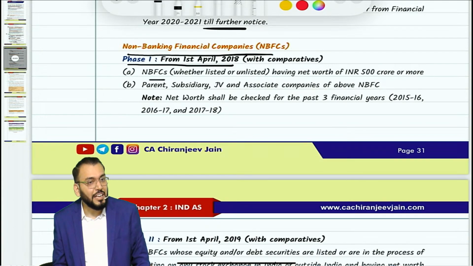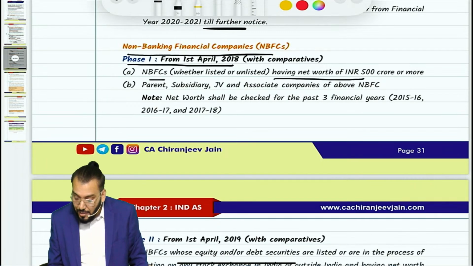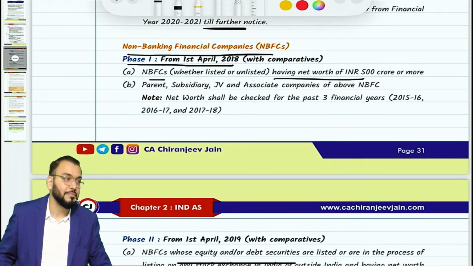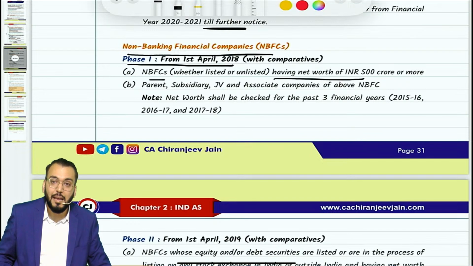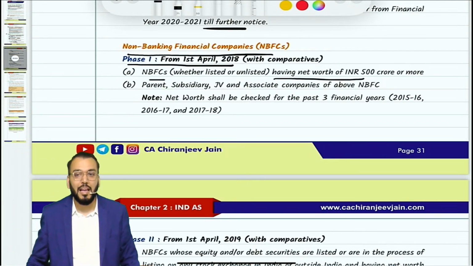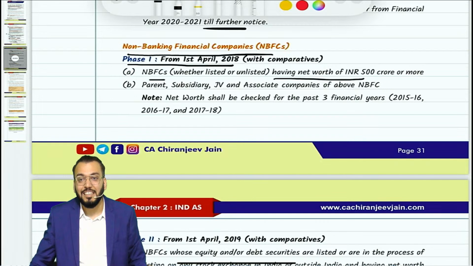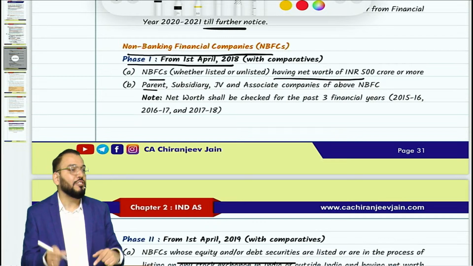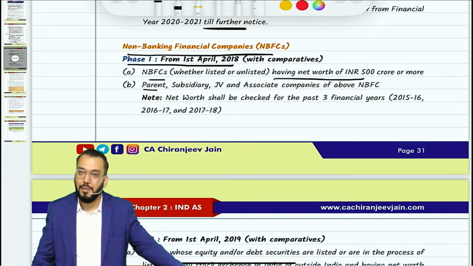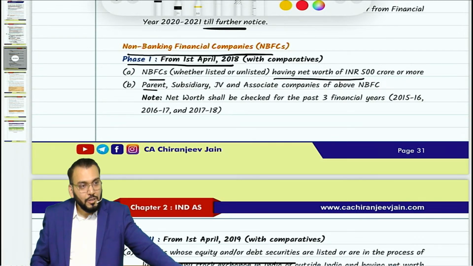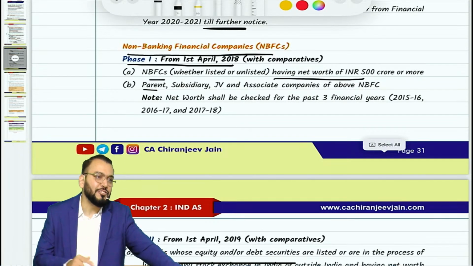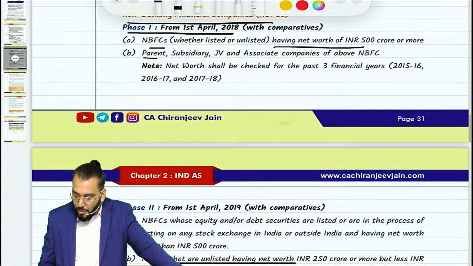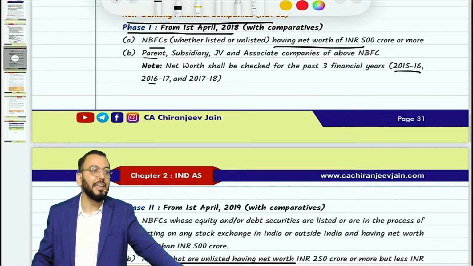NBFCs, whether listed or unlisted, having a net worth of 500 crore or more, for them Ind AS will be applicable from 1/4/2018. And of course their parent company, subsidiary, associate and joint venture also, Ind AS will be applicable. Understood? To check net worth, the three previous years start from what? 15-16, 16-17 and 17-18.